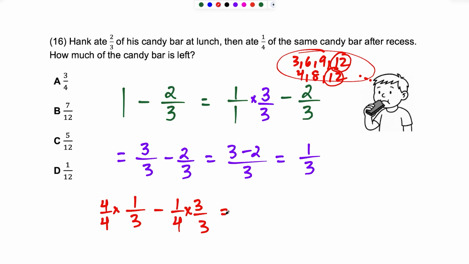And now we work this out. 4 times 1 is 4, over 4 times 3 is 12. And then minus 1 times 3 is 3, over 4 times 3 is 12. And now we subtract. 4 minus 3 is 1 over 12. So 1/12 of the candy bar is left. So choice D is our answer.